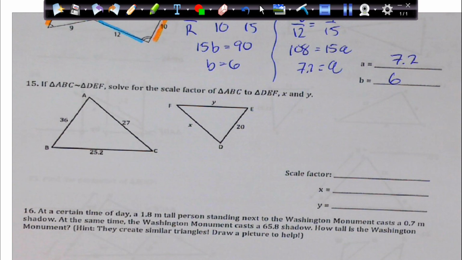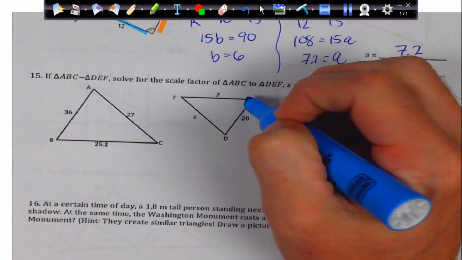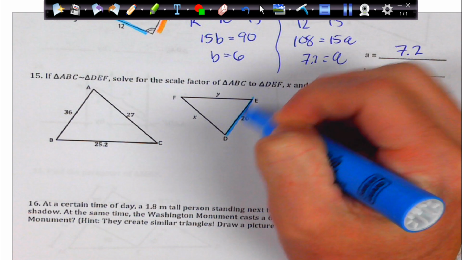Our triangles are similar. Solve for the scale factor, find x and y. Basically, we're doing the same thing. It just asks for a scale factor. So we want to line up, like, what does 20 line up with? That's ED. I don't want to guess.